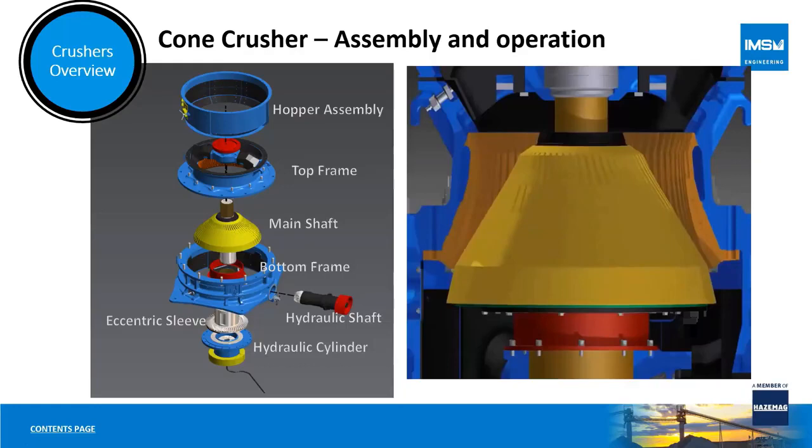The crusher should be operated at a choke feed level. This allows an additional force to be imparted on the material, namely interparticle crushing, which also assists in this reduction of the size.